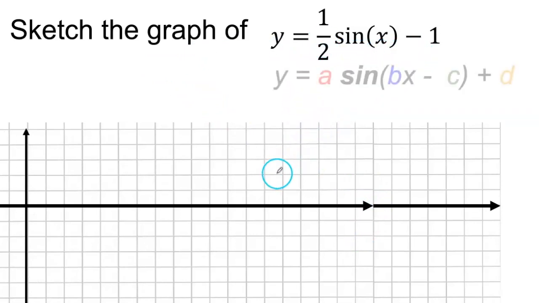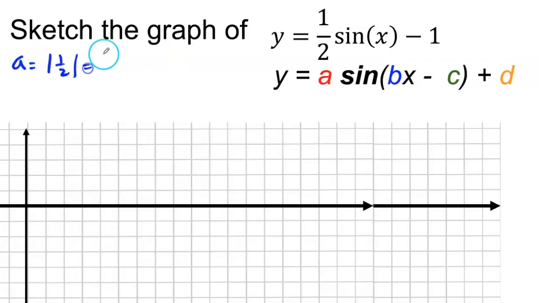First things first, we bring our function, our general equation. We identify what's our amplitude, which in this case is the absolute value of 1/2, which is 1/2. All right. My frequency is b. In my case, because there's nothing in front of the x, your frequency is 1. Then we find the period.